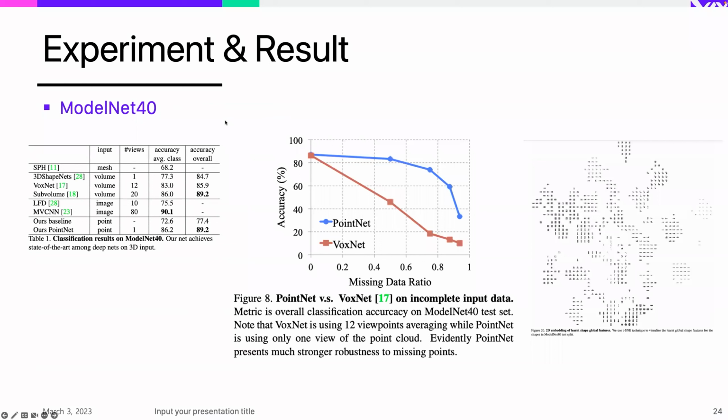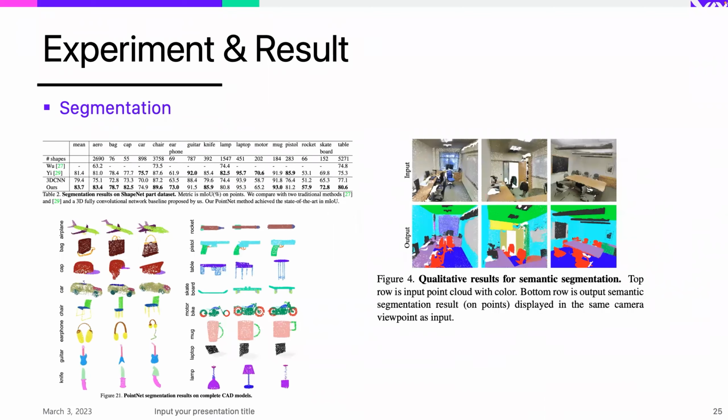They also compare the model with previous works. PointNet achieves state-of-the-art performance among methods based on 3D input. Also, when compared with FoxNet, which uses 2D viewpoint averaging, PointNet shows much stronger robustness to missing points. More surprisingly, the learned shape global feature can be embedded into 2D space like this. And this is the result of the segmentation.